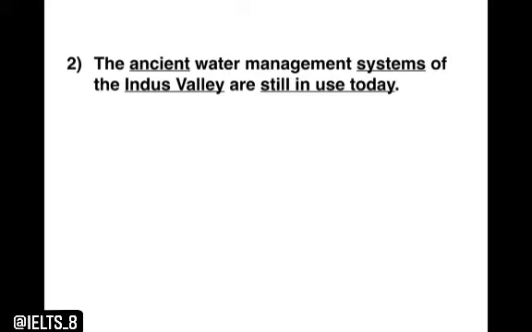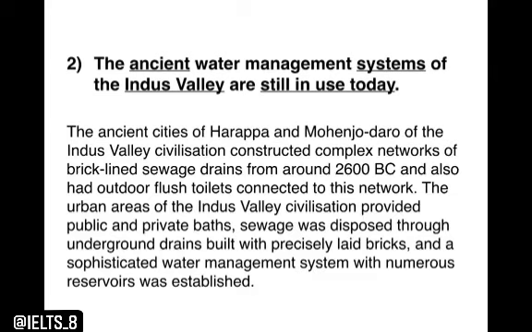Remember, we don't need to go back to the beginning of the text. We can continue reading where we finished question 1. So here's the rest of the paragraph after question 1. The ancient cities of Harappa and Mohenjo-Daro of the Indus Valley civilization. Well, let's stop there. We've already seen ancient and Indus Valley. So we're in the right place to get this answer. Indus Valley civilization constructed complex networks of brick-lined sewage. Well, networks of sewage could be the same as water management systems. The only thing left to find is, are these systems still in use today?